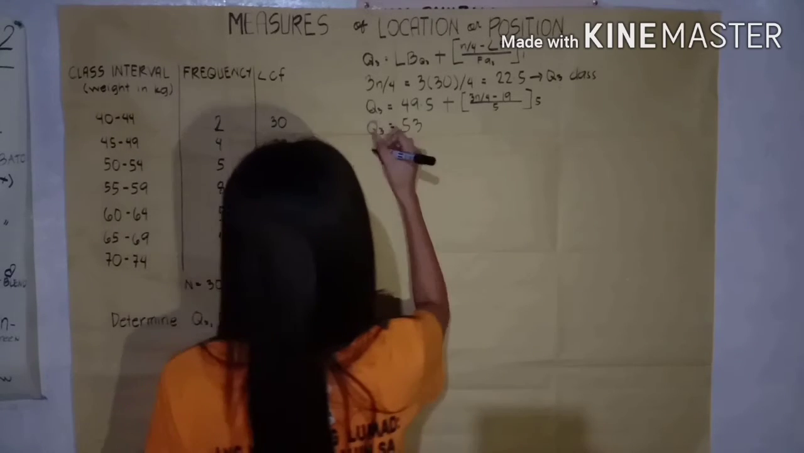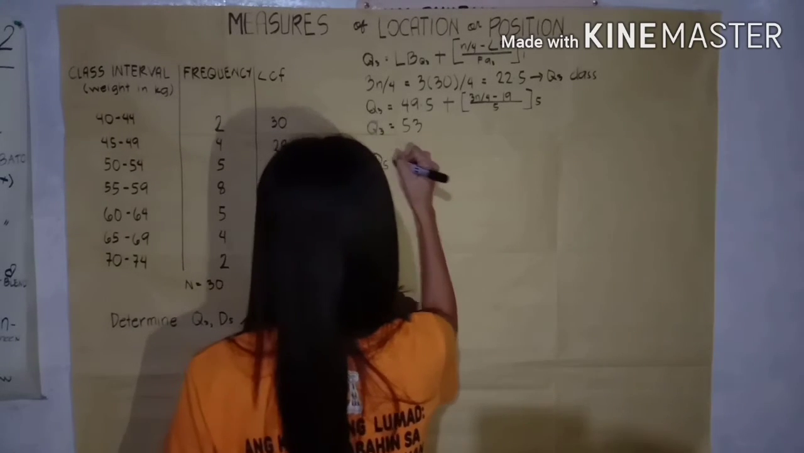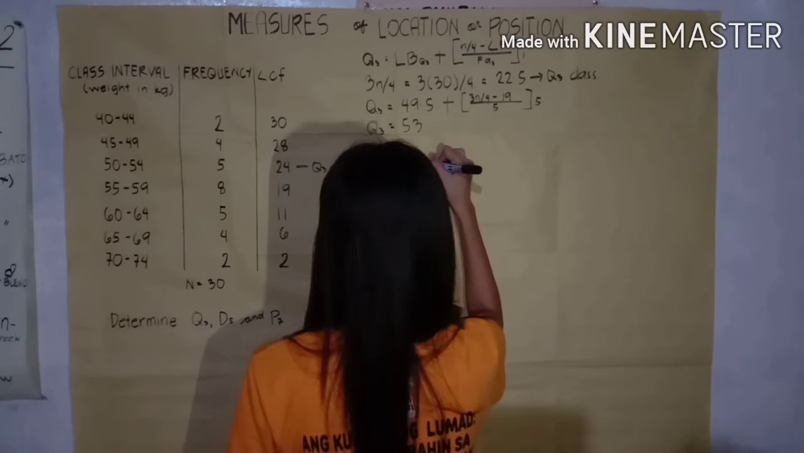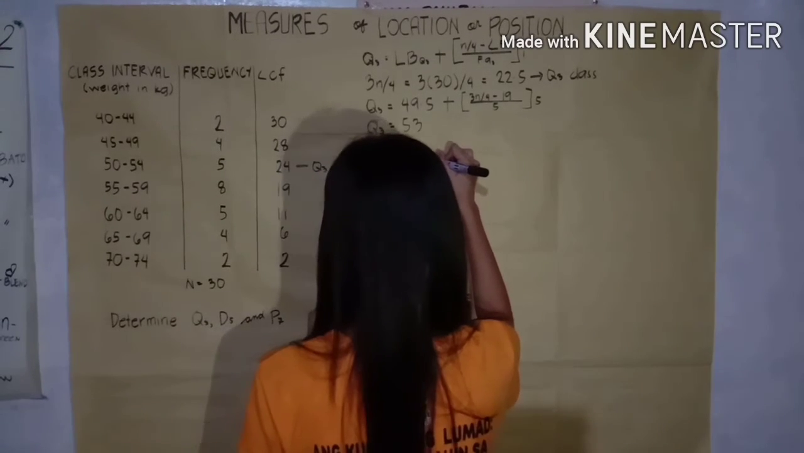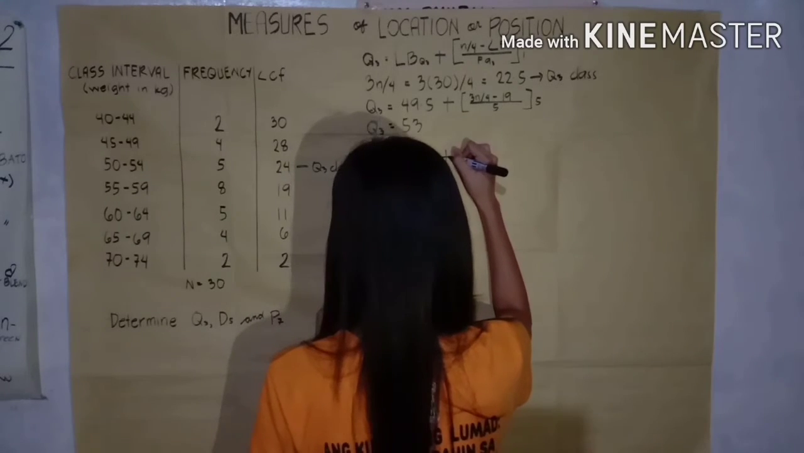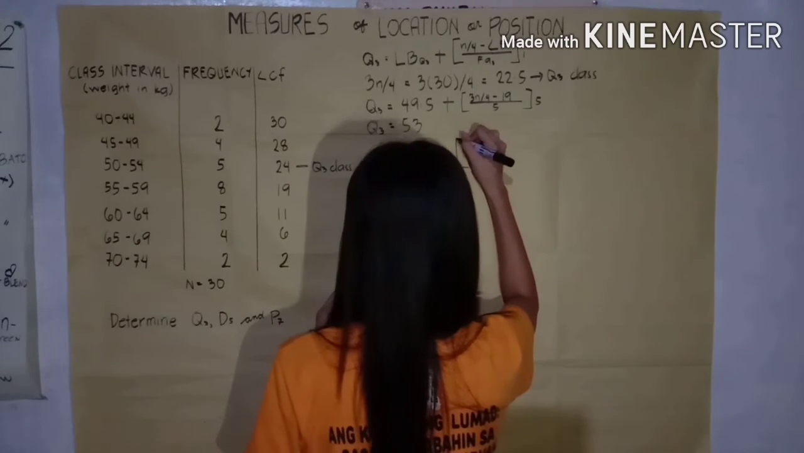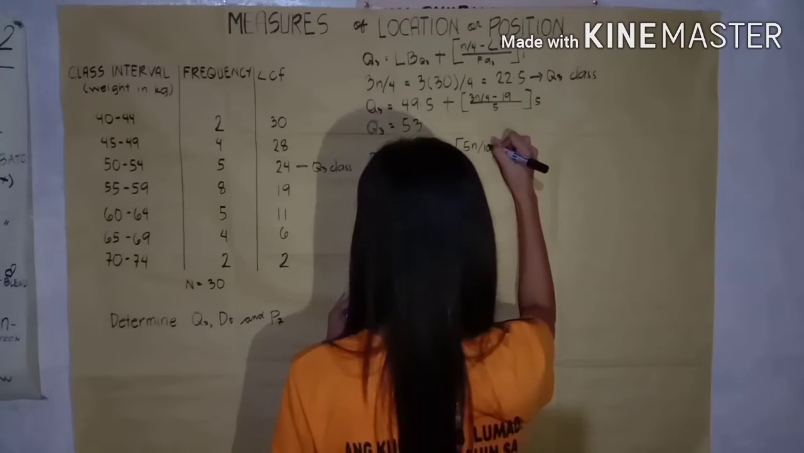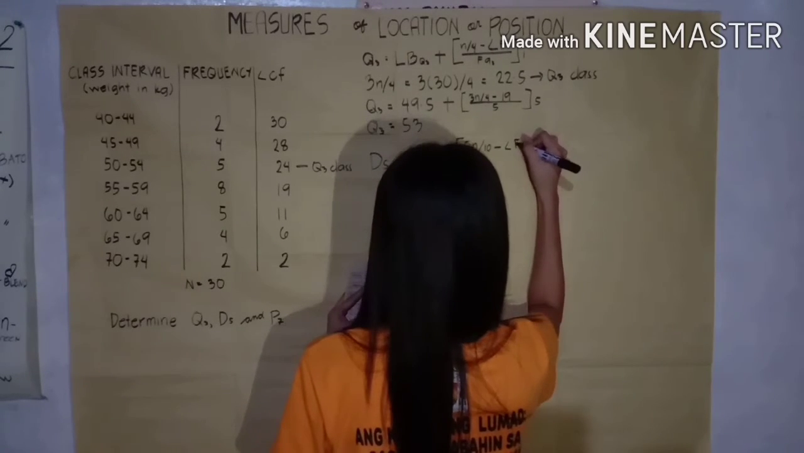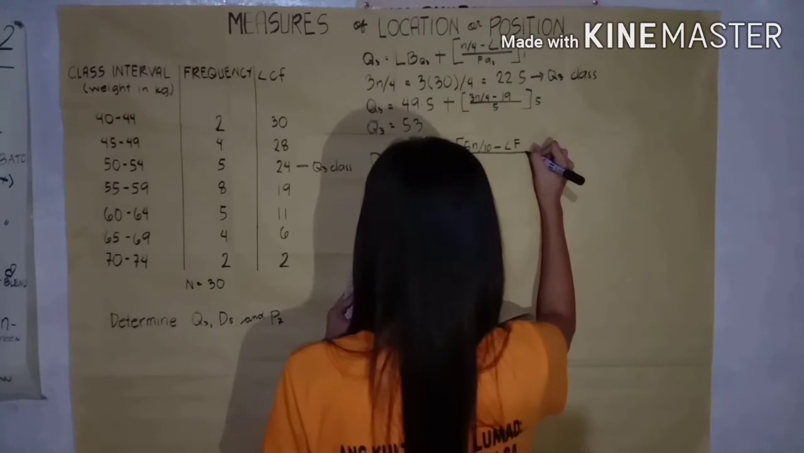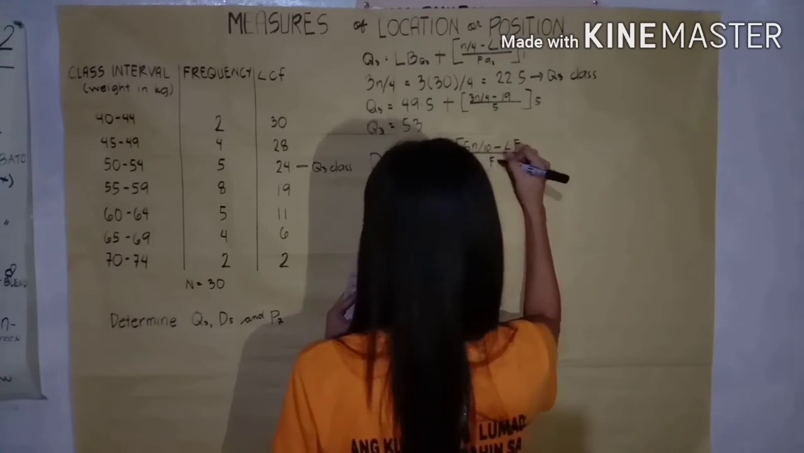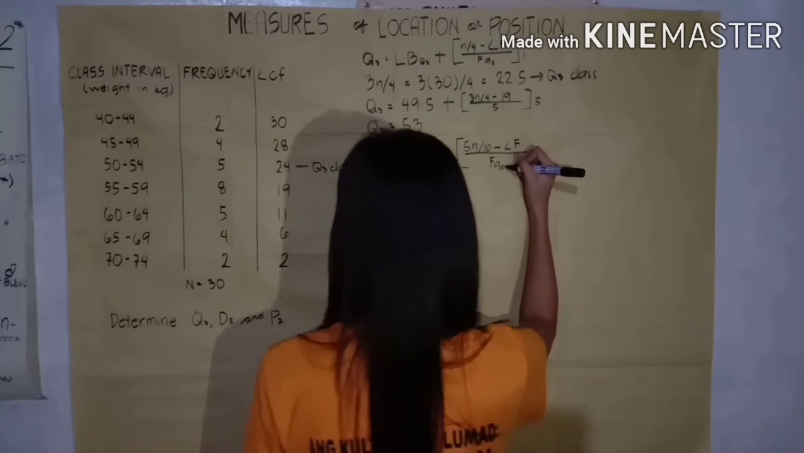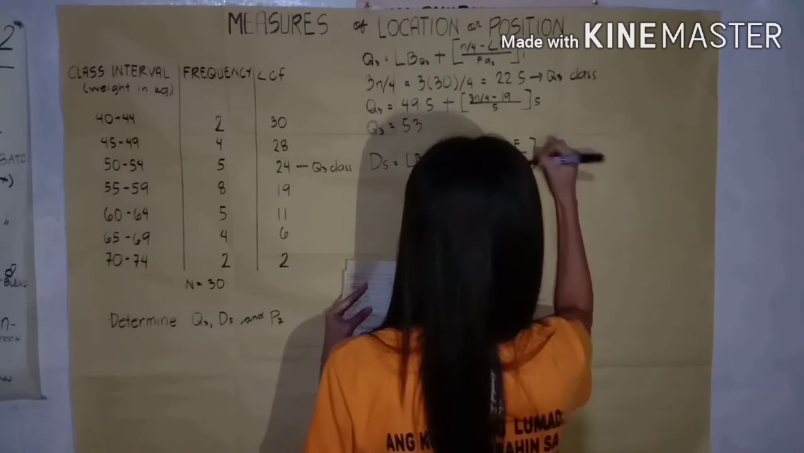So D5 is equal to LB of Q5 plus 5n divided by 10 minus the cumulative frequency, then divided by F of Q5, and then the width.